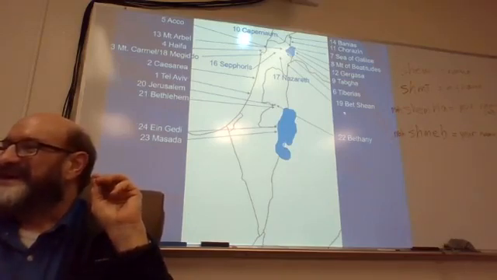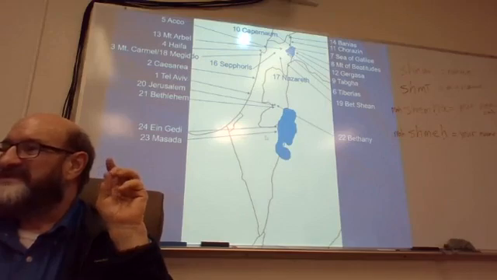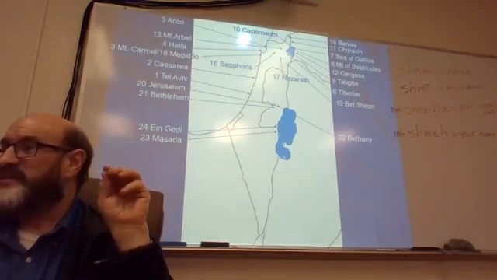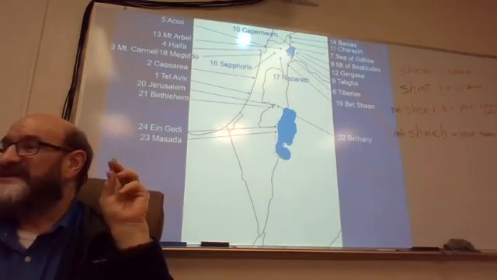Okay. So we're at Ein Gedi. So Masada down here by the Dead Sea. This is where we're going to start. We're going to start down here at the south end of the Dead Sea. We'll see Masada and Ein Gedi. This is the Dead Sea itself. And then north here, Qumran.